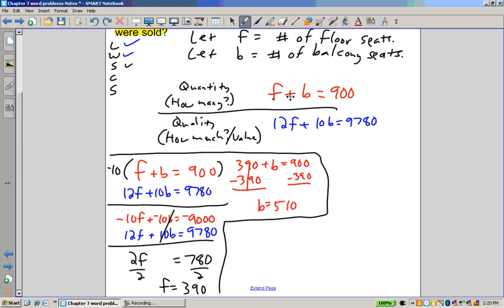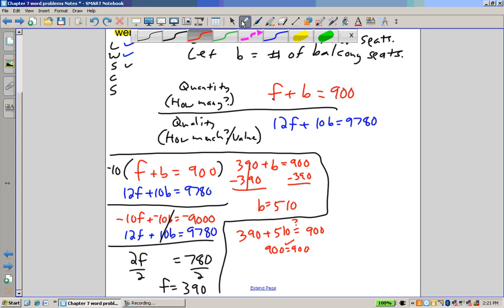Let's check this out. Red: there are 390 floor seats, plus there are 510 balcony seats, equals 900. I'm going to put a question mark there because I'm not 100% sure. I think it's true. Let's see. Yes, 900 equals 900. That checks out.